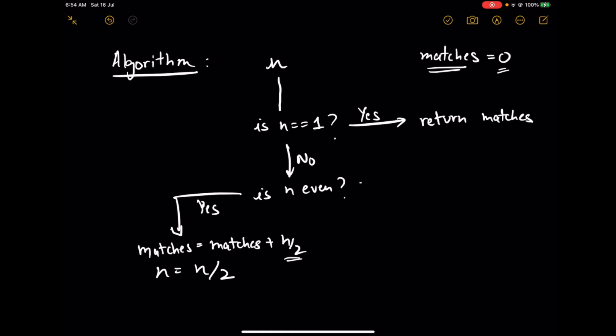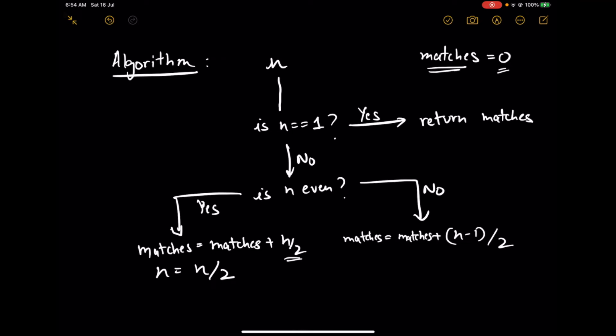That means if n is odd, then how many matches will be played? In our question, it's given to us, right? The number of matches that will be played is (n minus 1) by 2, because one of the teams will advance automatically. So we should add this number to matches, and that should be the new value of matches, right?